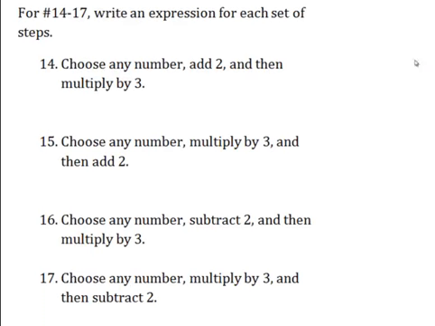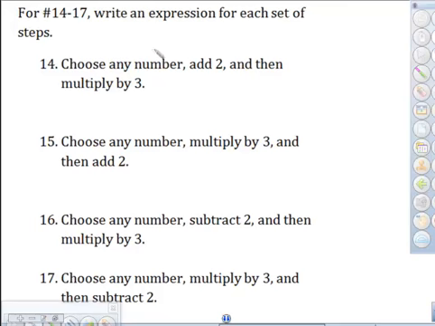Okay, number 14. It says write the expression for each set of steps. So it says choose any number. What's a good variable to choose any number with? X. Okay, so it says choose any number, X. Add 2. Then it says to multiply by 3. So with this number, after we add 2, we have to multiply everything by 3. So how can I represent that? Yeah, parentheses. So we put parentheses and then we put the 3 on the outside.